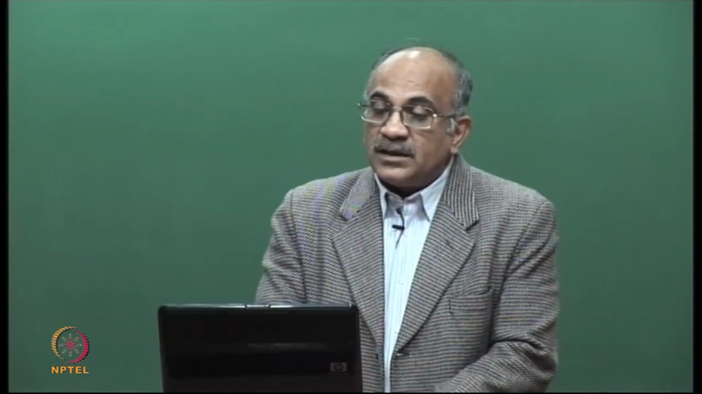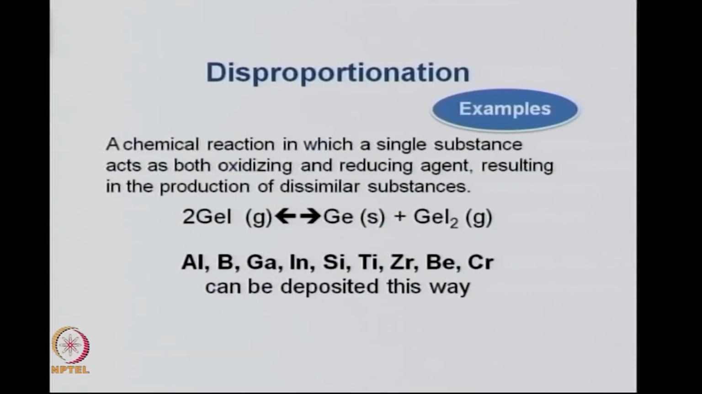The next example is the disproportionation reaction. As you understand from the word, disproportionation means it is breaking up. From a more scientific point of view, a disproportionation reaction is basically one in which the substance itself acts as both oxidizing and reducing agent.